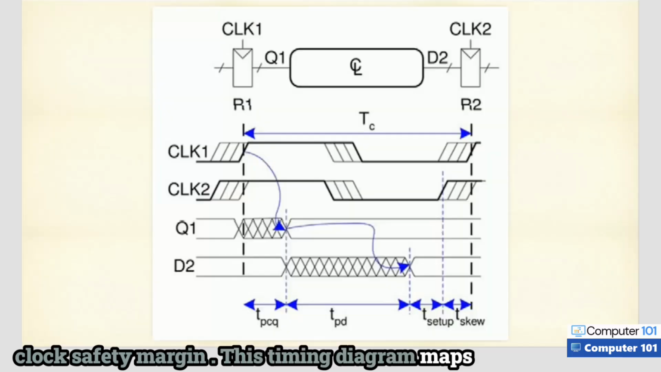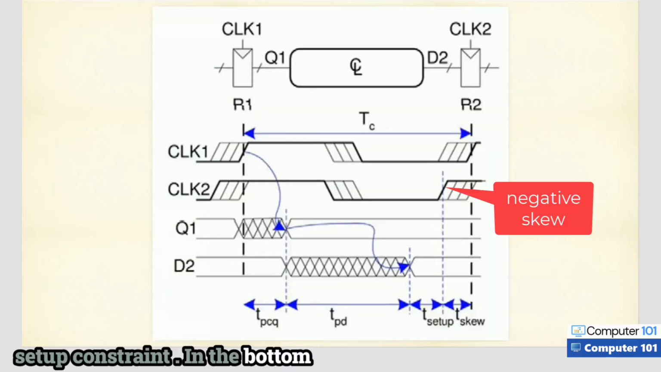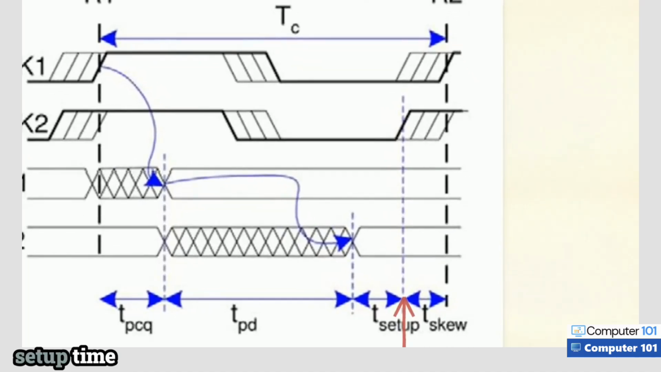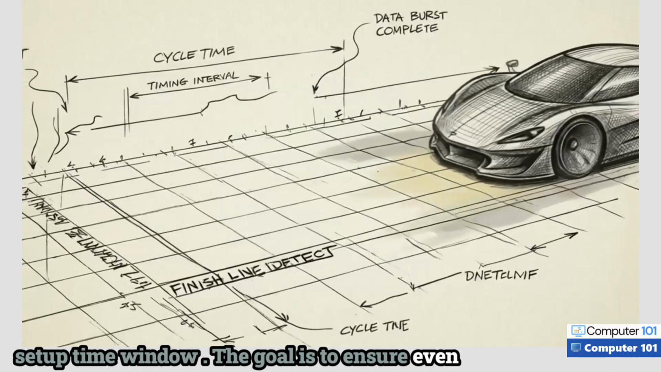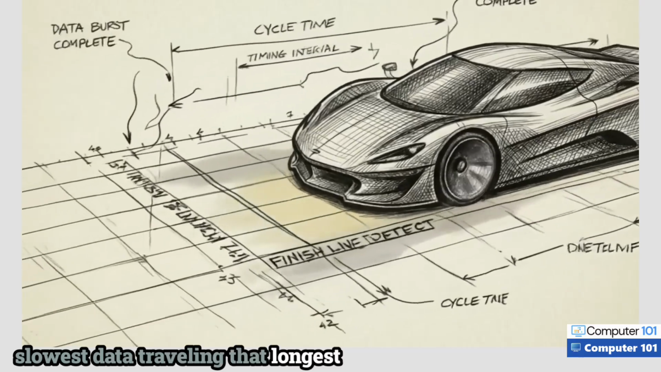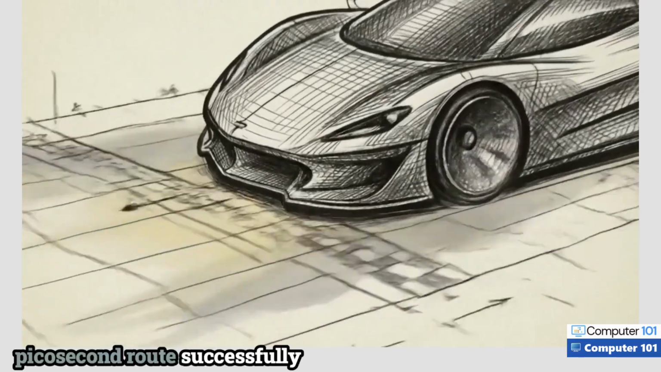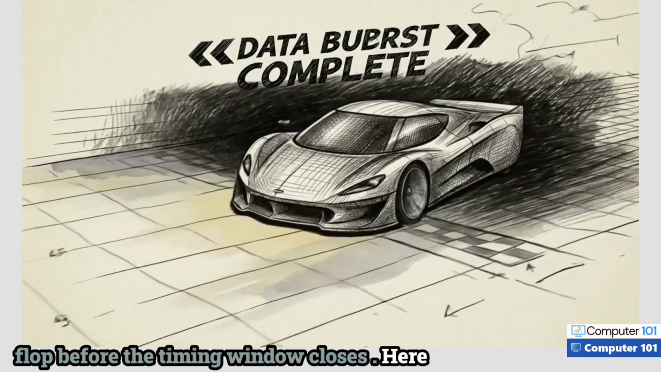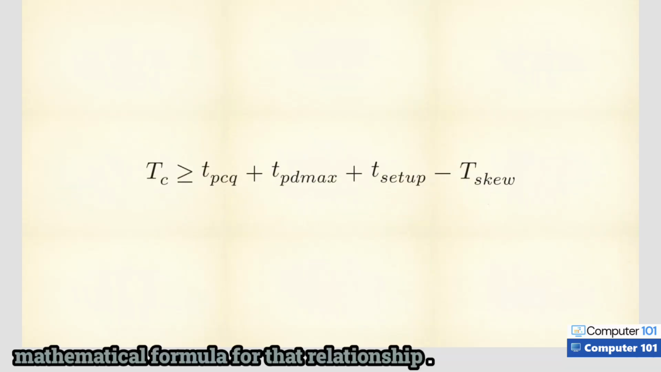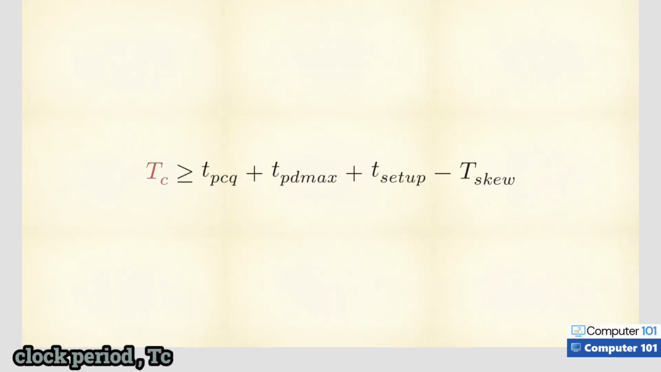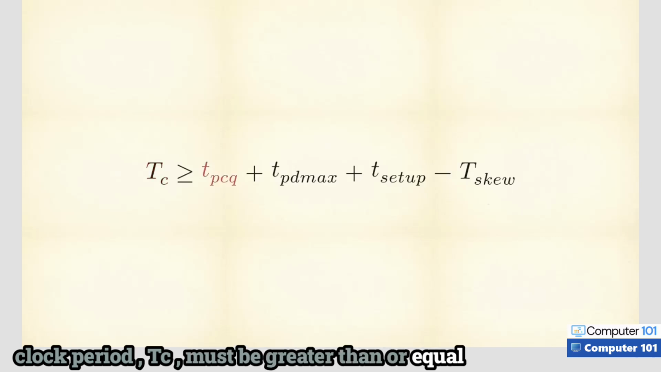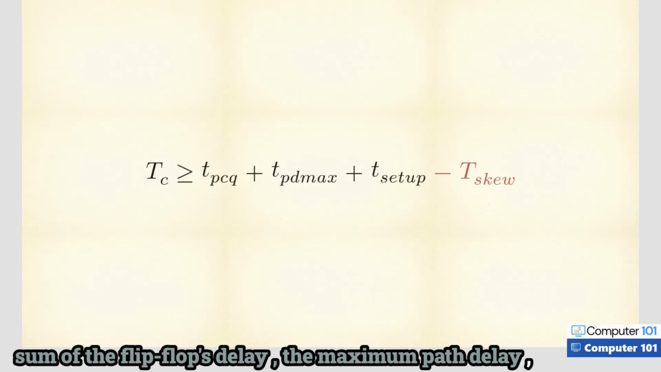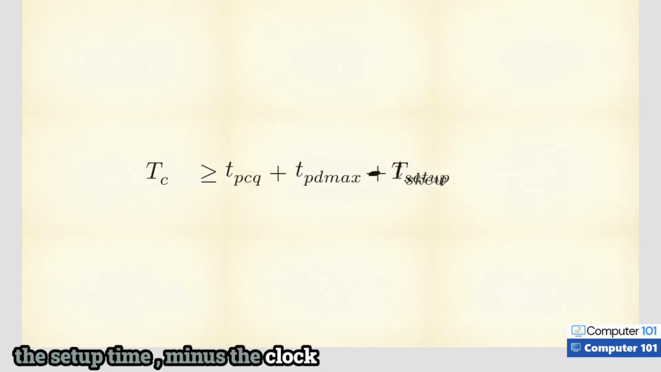This timing diagram maps out our setup constraint. In the bottom right corner, you can see how negative skew cuts directly into the required setup time window. The goal is to ensure even the slowest data, traveling that longest 300 picosecond route, successfully reaches the capture flip-flop before the timing window closes. Here is the mathematical formula for that relationship. The total clock period, TC, must be greater than or equal to the sum of the flip-flop delay, the maximum path delay, the setup time, minus the clock skew.